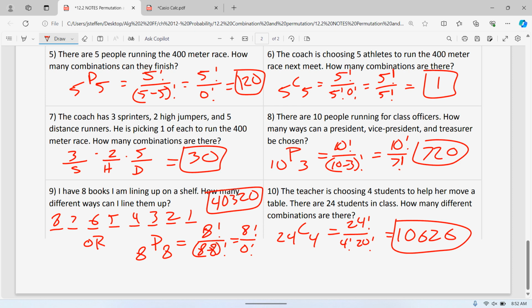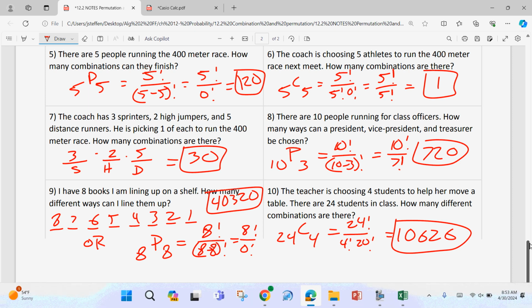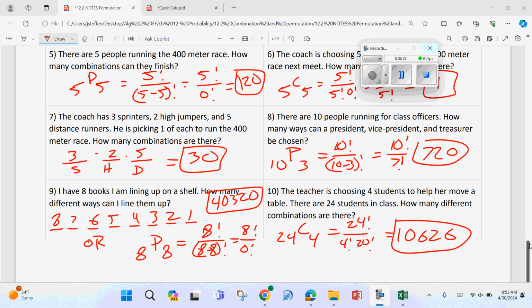And the last one, number 10: the teacher chooses 4 students to help move a table. That's the example I've used over and over. So that's definitely combination. It doesn't matter which order those go in. Again, most of the time on a test or a quiz, you're going to have problems a lot more like number 8 and number 10, because I'm trying not to trick you super bad. As long as you know which way is which, I don't want to give you tricky ones. If you have any questions, let me know. Tomorrow's lesson, I'm not going to say is easier, but it should be a lot quicker.